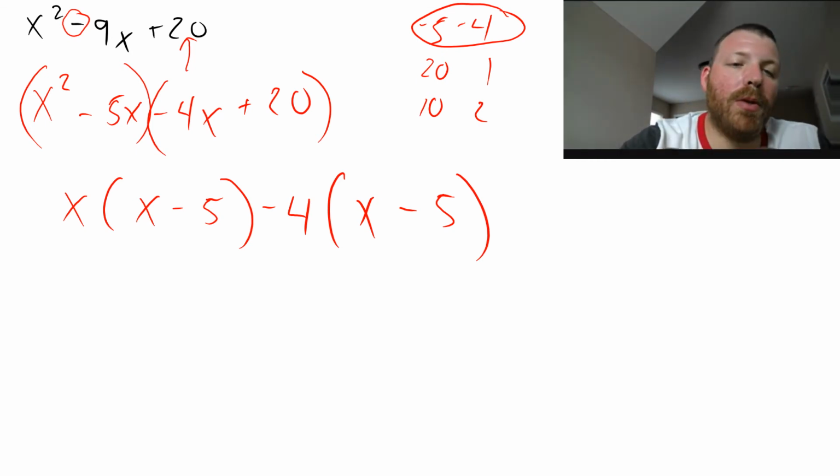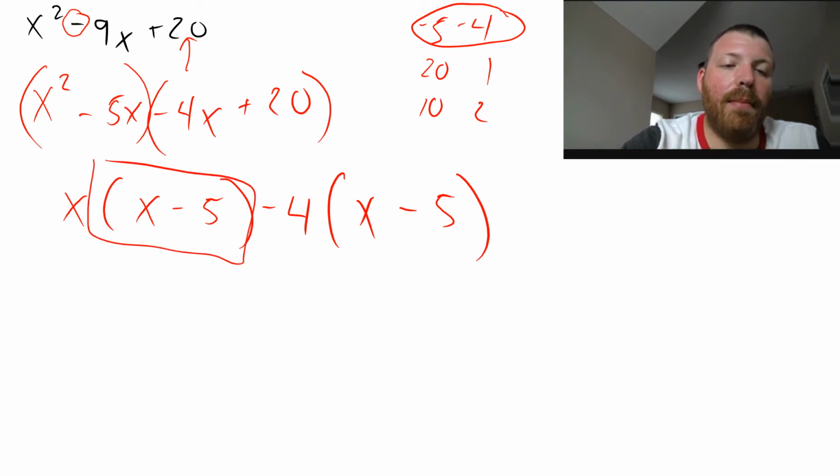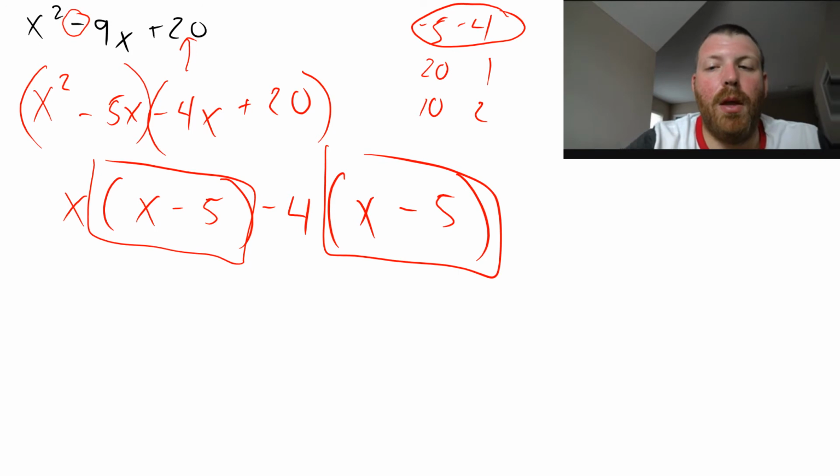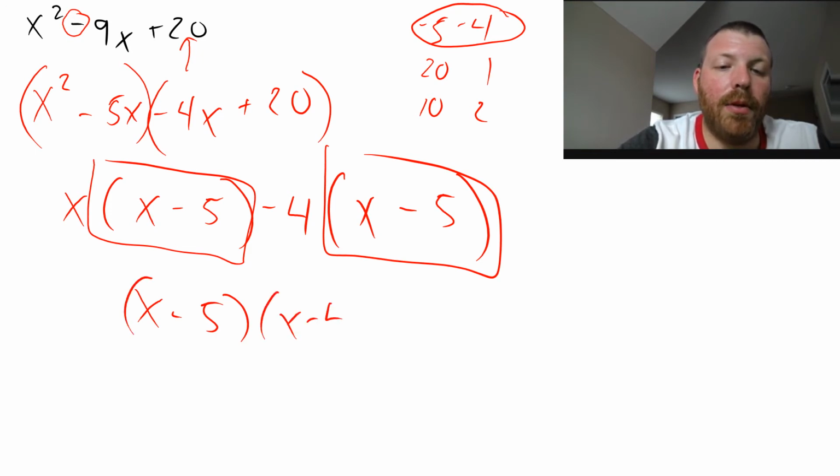And so that's why we always group by putting this parenthesis around this whole thing so that I can make these two things look the same. We want these two factors to look the same. Those are my common factors. We're going to take them out, which is x minus 5, and what I'm going to bring down is what's left.